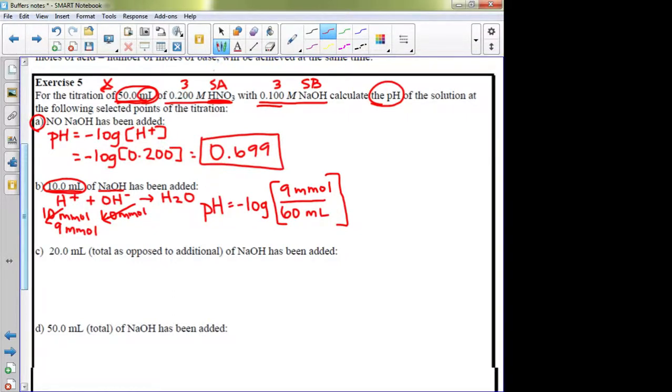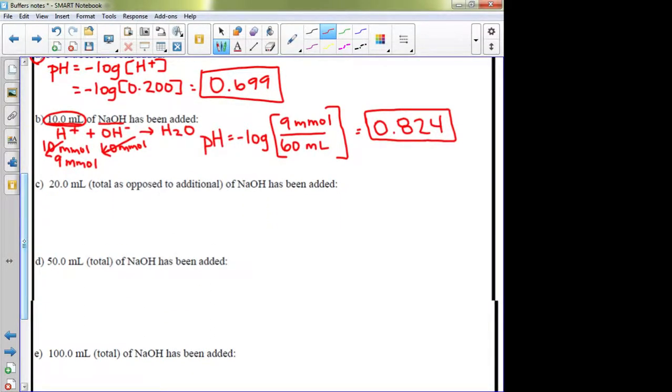Does everybody see how millimoles over milliliters is the same thing as moles over liters? So I don't have to change them, do I? No. So I just do pH is equal to opposite the log of 9 divided by 60. And you should get 0.824. So did my pH go up? Yes. Is that what I expected? Yes.